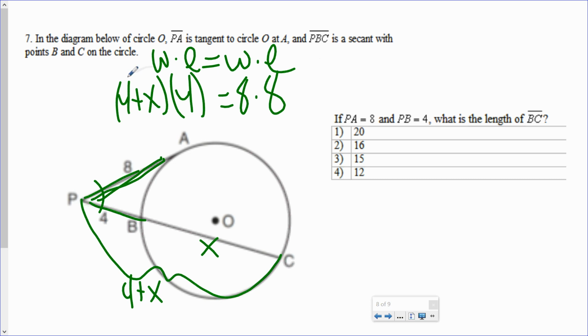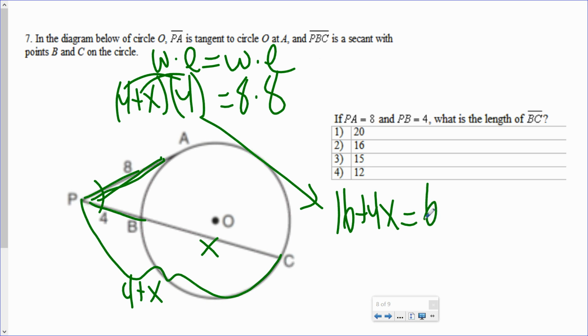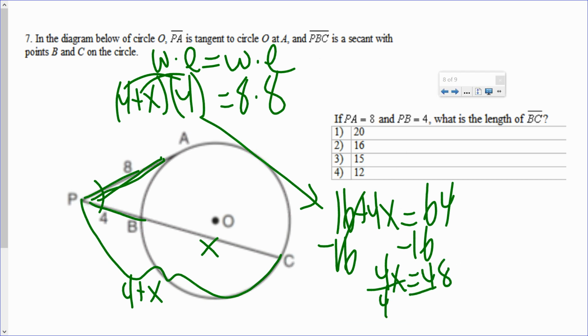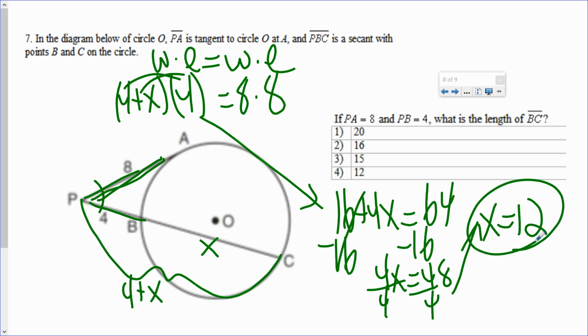From here, I do the algebra. I'm going to distribute. I'm going to bring this down here. 16 plus 4x equals 8 times 8 is 64. I do the algebra, and I get my answer. So again, you might have to add or subtract pieces in order to find the whole or the exterior.